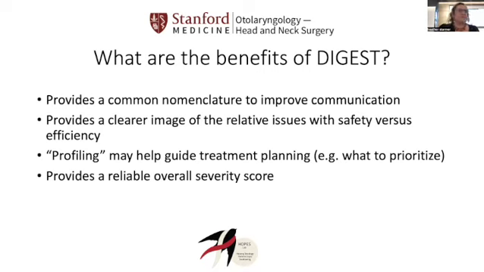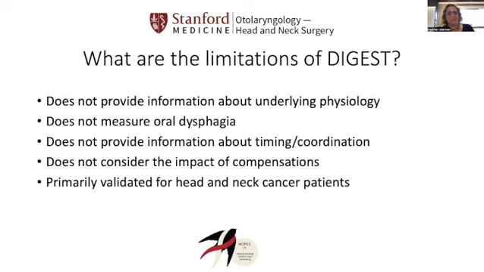We all know what it means if I say somebody has a safety grade of 3 and an efficiency grade of 1. We know that means this is more of a safety impairment versus an efficiency impairment. It also can sometimes help profile so that you can establish treatment recommendations. If somebody is much more of a safety impairment, you may want to focus more on safety interventions versus efficiency interventions and vice versa. And then it is one of the few things that provides an overall severity score, again, across boluses and across consistencies. But it's really important to know that there are limitations of Digest as well.